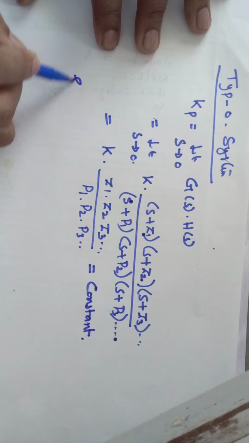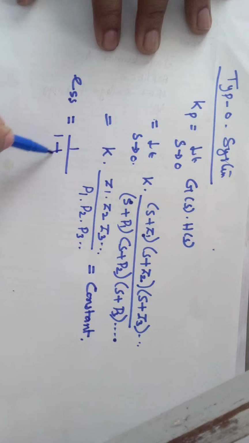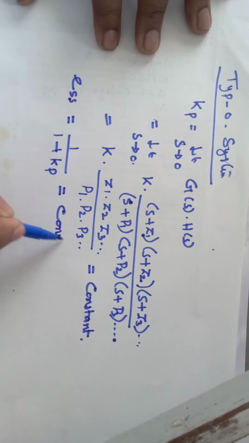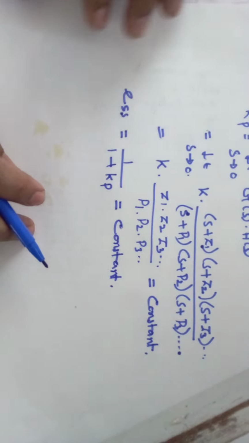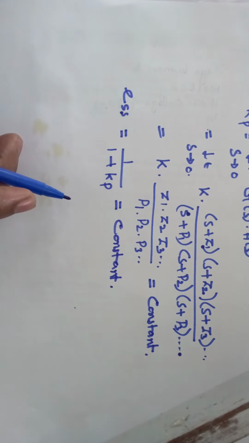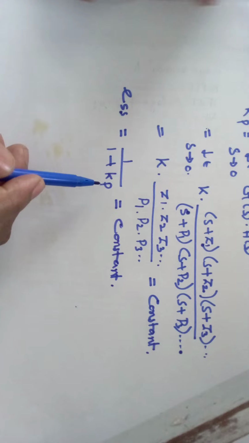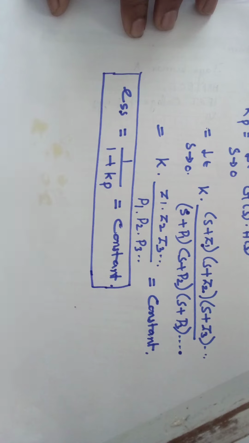Understood? Therefore the steady state error ESS is equal to 1 by 1 plus Kp. Here Kp is a constant, therefore 1 by 1 plus Kp is also a constant. Therefore we can conclude that for a type 0 system, when the input signal is a unit step, there will be a constant steady state error. In the second case, let us consider a type 1 system.